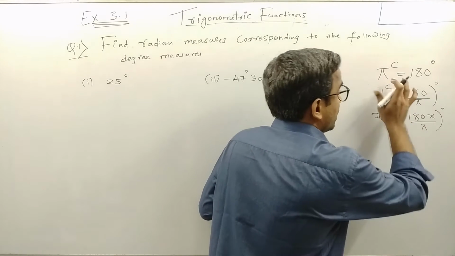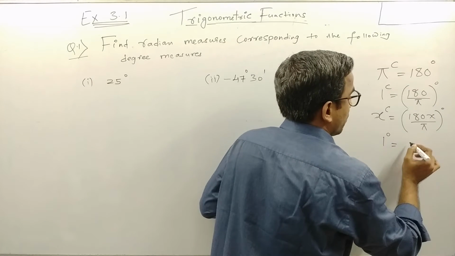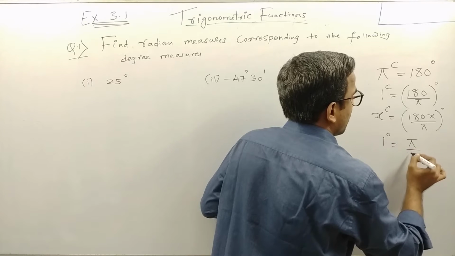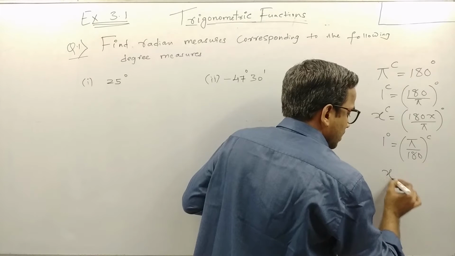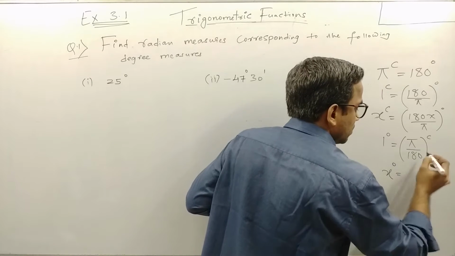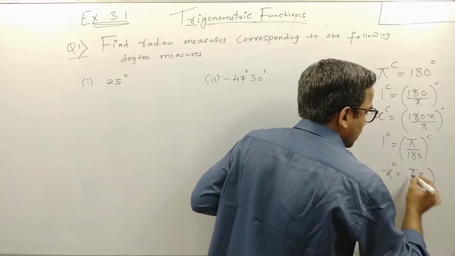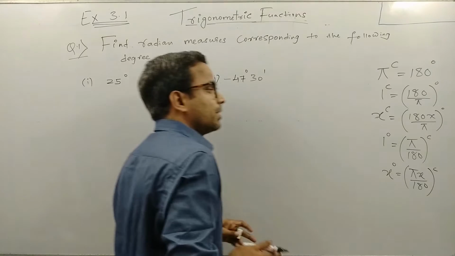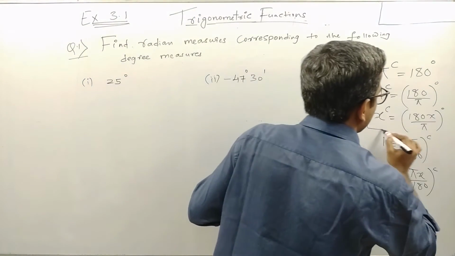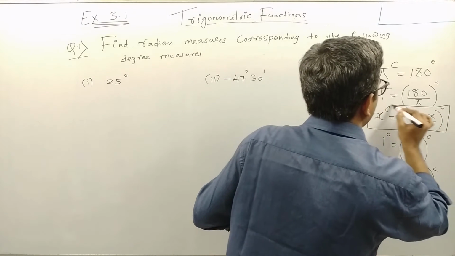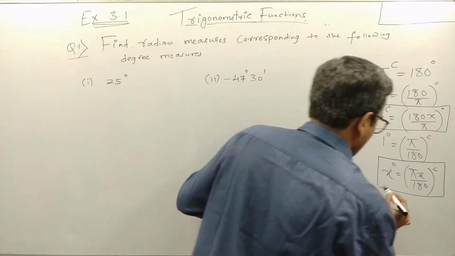Similarly, when I need 1 degree, I have to simply divide by 180, so I get pi by 180 radian. Then x degree is how much? Simply multiply by x, so pi x by 180 radian. So this is the relation between degree and radian. These two relations we will use to convert radian into degrees or degree into radian.